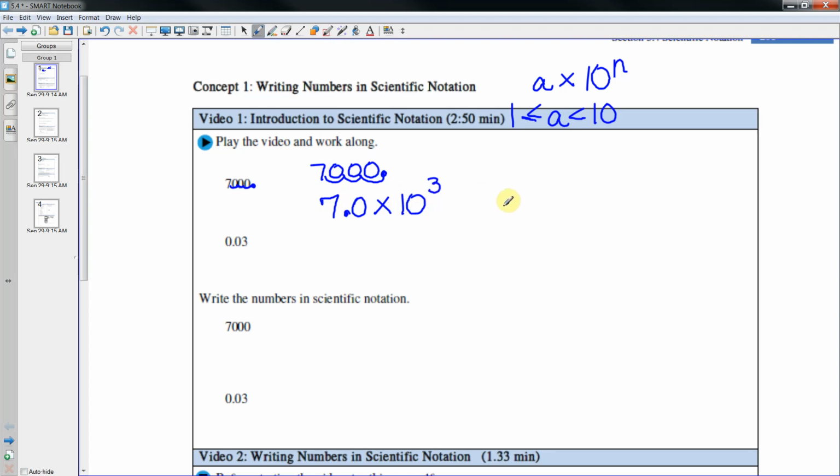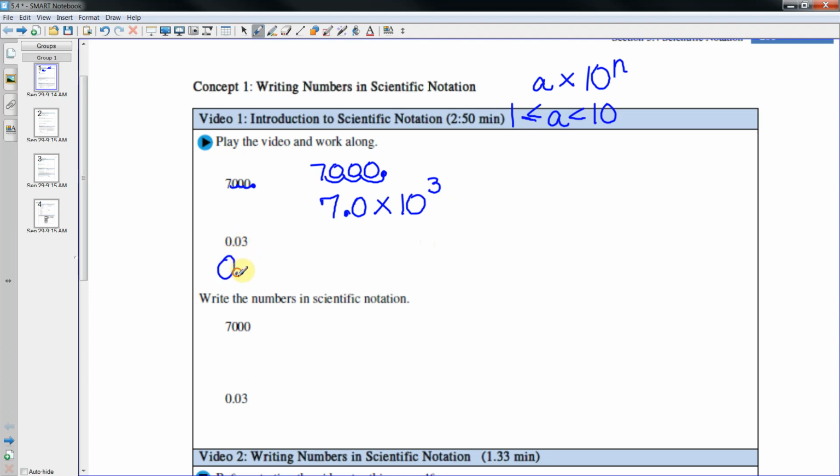When we're moving in scientific notation, if we move our decimal from the right to the left, our exponent is going to be positive. If I have to move my decimal from the left to the right, then my exponent is going to be negative. An easier way to understand that: 7,000 is a large number, so I need a positive exponent. If I'm looking at something like the next one, 0.03, that's a very small number. My exponent on my 10 is going to have to be negative.